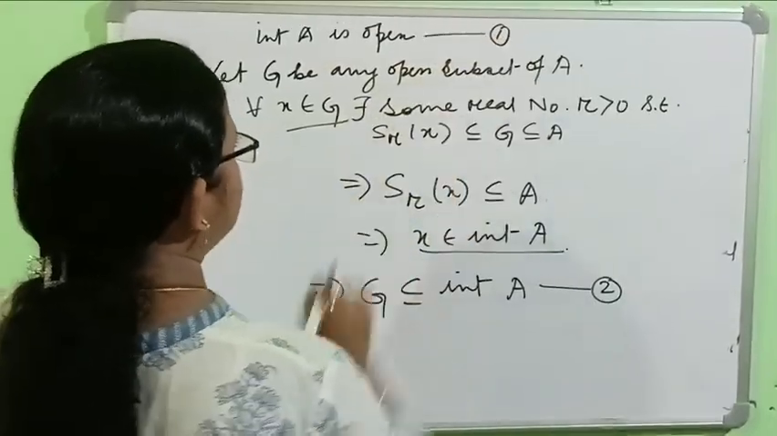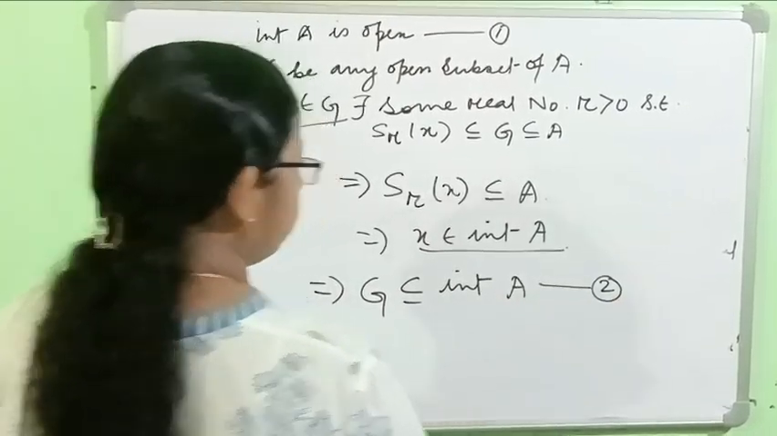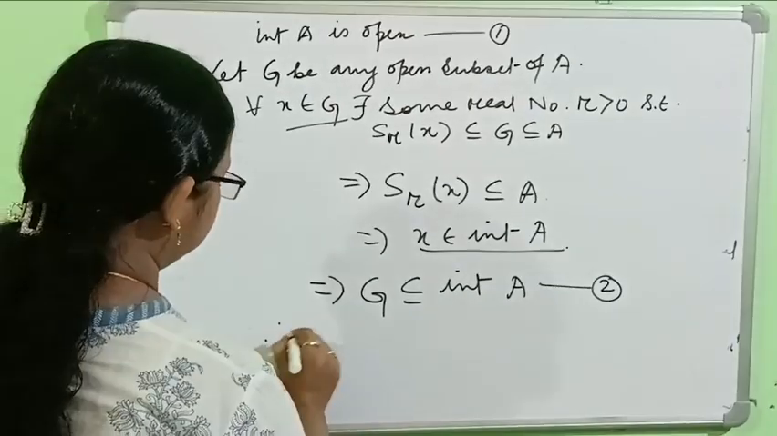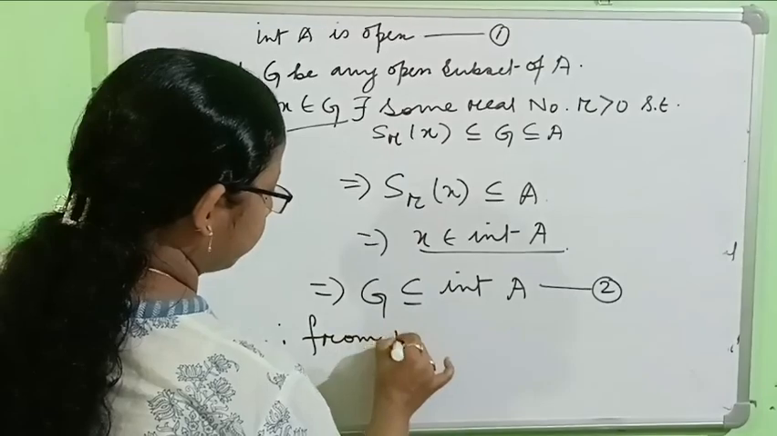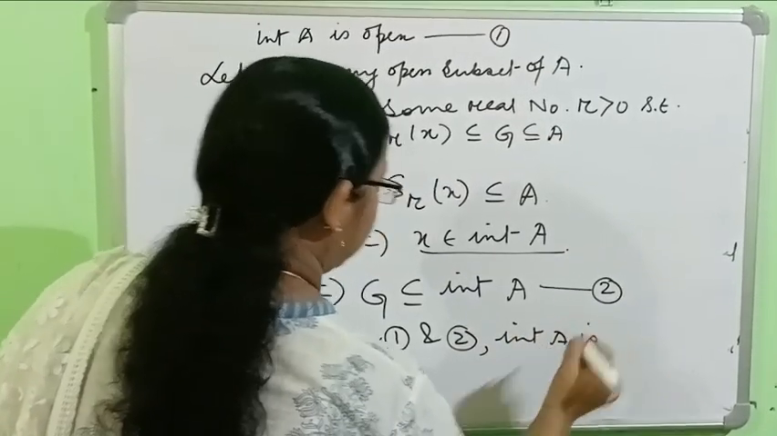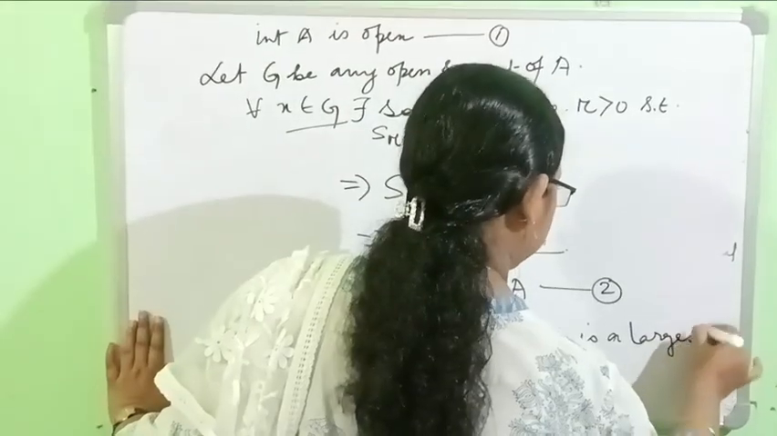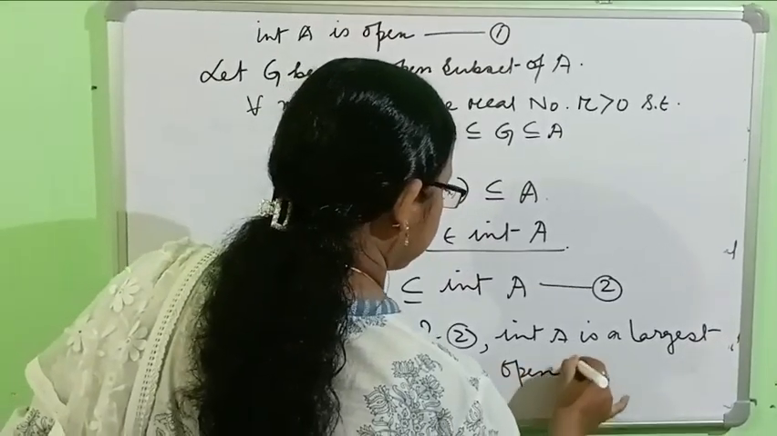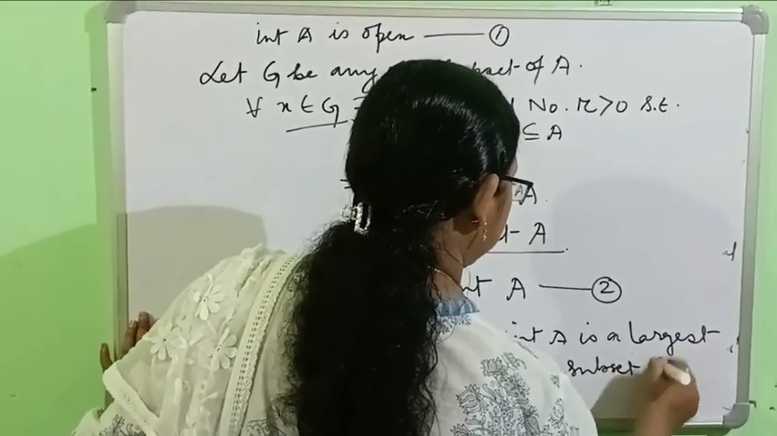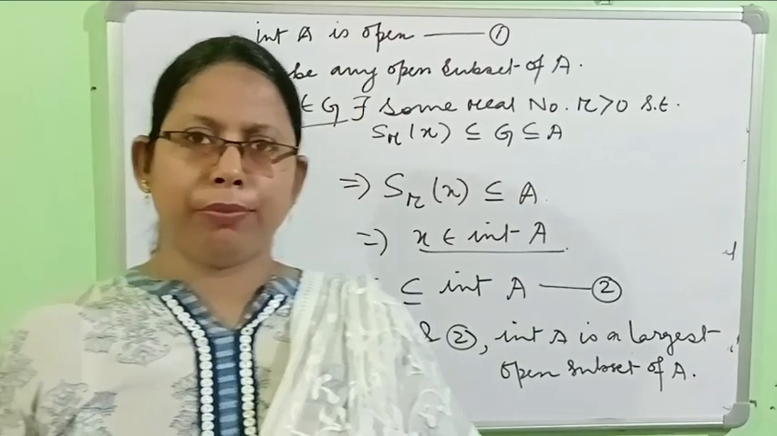Here, from 1, we can conclude that interior of A is open. From 2, we can conclude that interior of A is the largest open subset of A. Therefore, from 1 and 2, interior of A is the largest open subset of A. With that, I would like to conclude. The remaining will be in the next lecture. Thank you.